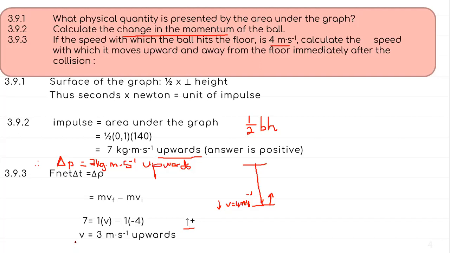And then we see that v is actually 3 meters per second upwards. Why are we saying upwards? Because the velocity there is positive. And once we get the velocity that is positive, based on how we chose the direction, then we can definitely see that it is going upwards altogether.